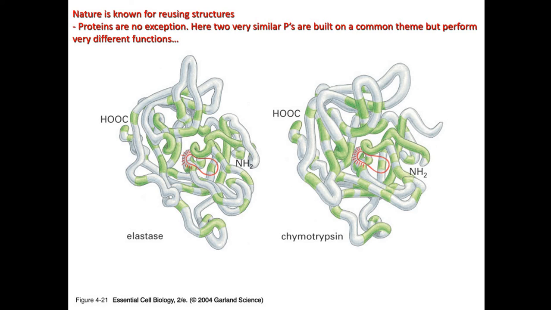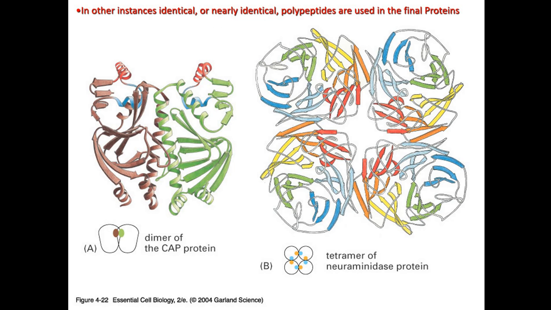Although they show similarity in structure, these proteins perform different functions. These are other examples: a dimer of the cap proteins, in which we have different domains, and in the second, a tetramer of neuraminidase proteins. In the first structure on the left side, this protein consists of two domains, a dimeric protein. In the second structure this protein consists of 4 domains, a tetramer of the neuraminidase proteins.